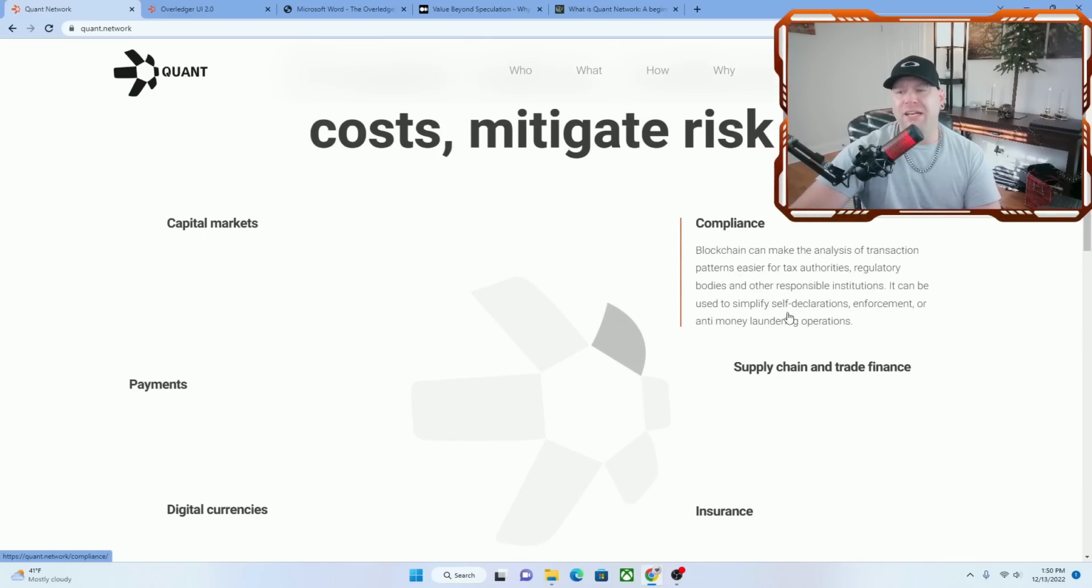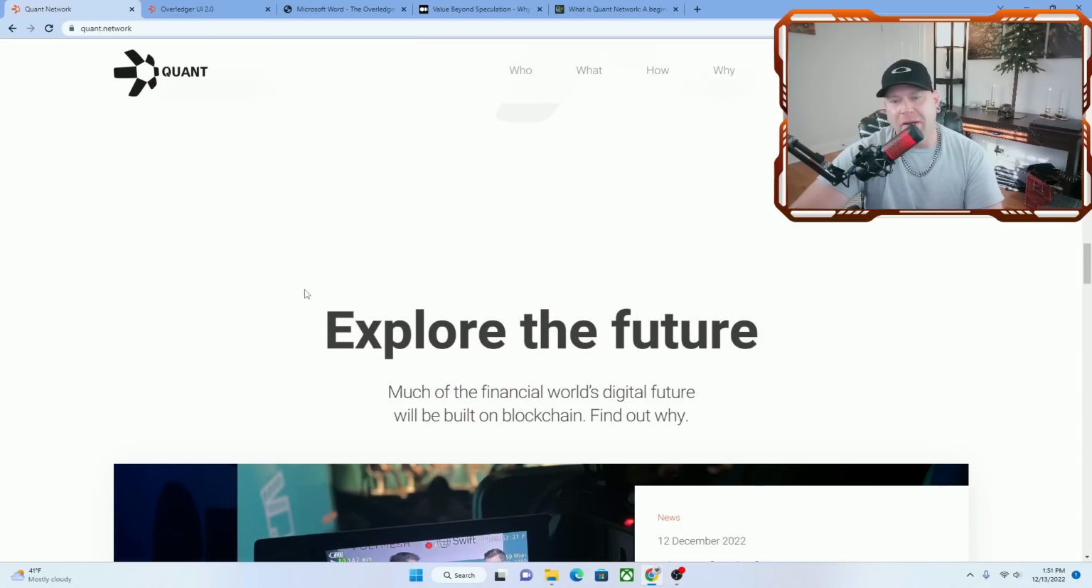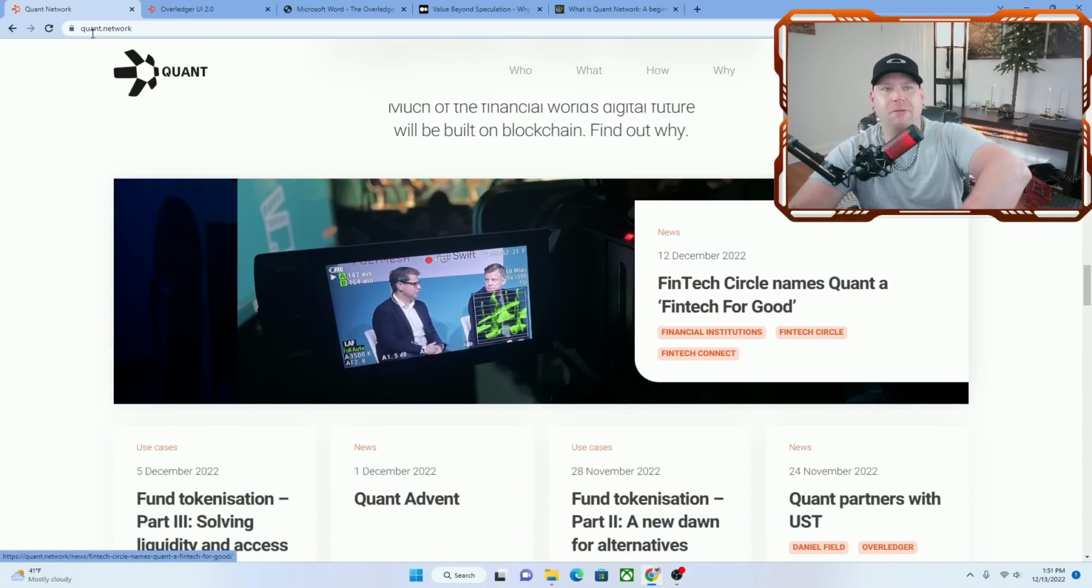Compliance. Blockchain can make the analysis of transaction patterns easier for tax authorities, regulatory bodies, and responsible institutions, and it can be used to simplify self-declarations, enforcement, or anti-money laundering operations. So all of these actually do apply, but it's taking us off topic of what Quant actually is. So let's get back into here, and this is one article I want to show you guys before we go over into the white paper here.